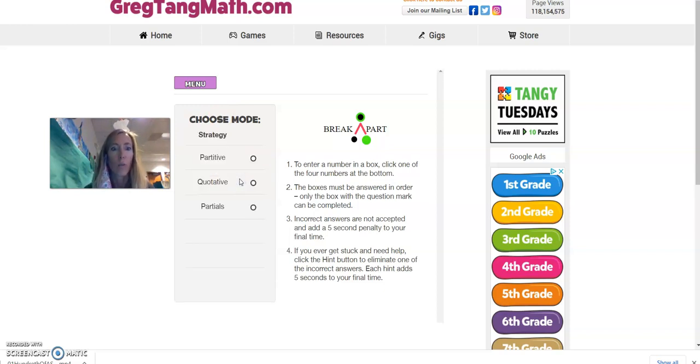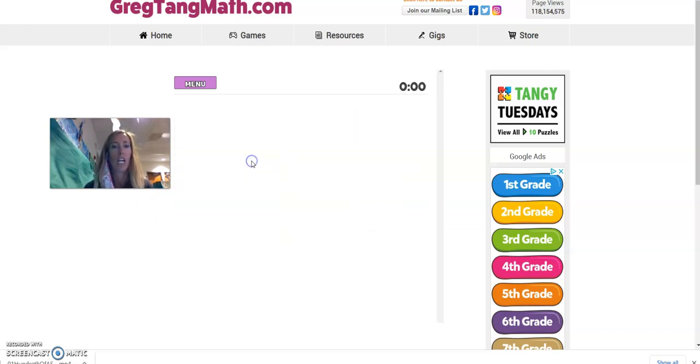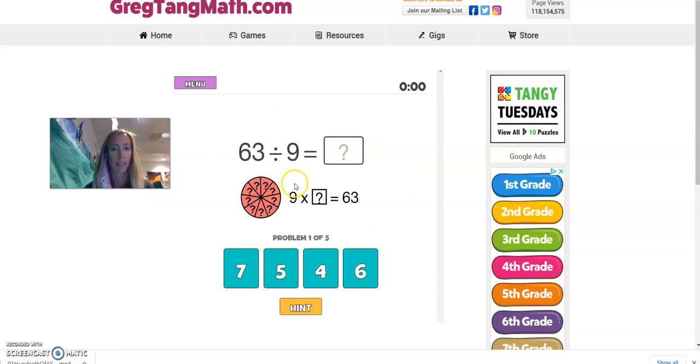So division works the same way. If I'm like, all right, how can I do division with this? Well, let's try the first one. Okay, so I have 63 and I need to divide it into 9 what? Into 9. 1, 2, 3, 4, 5, 6, 7, 8, 9 groups. Okay, there are my 9 groups.